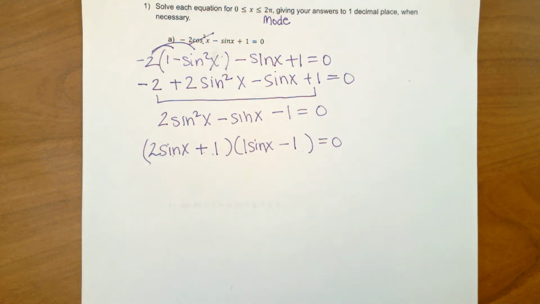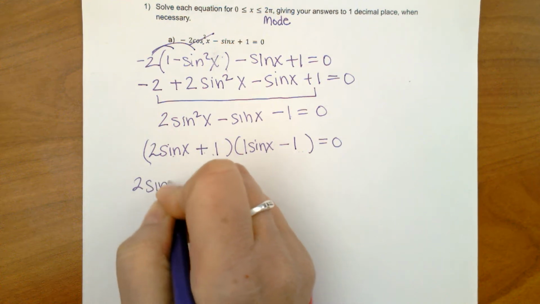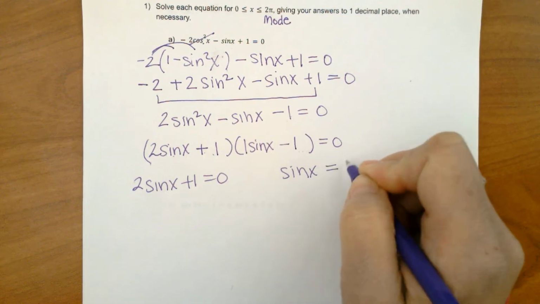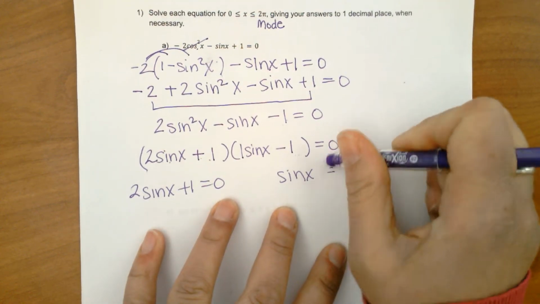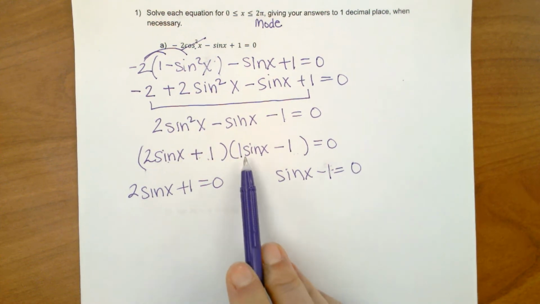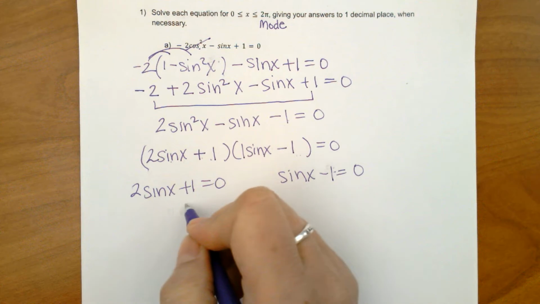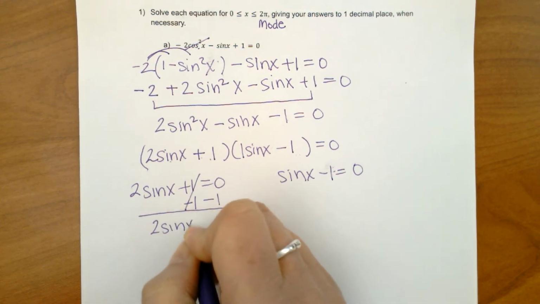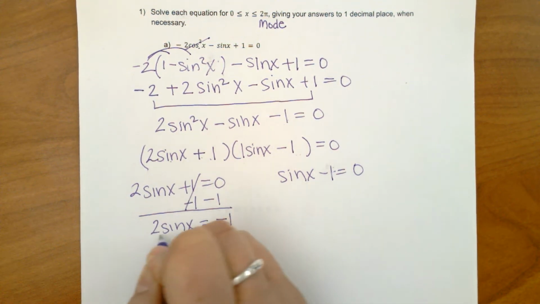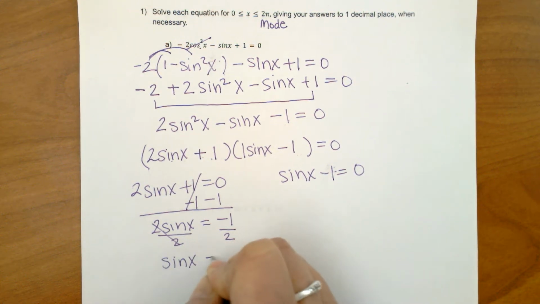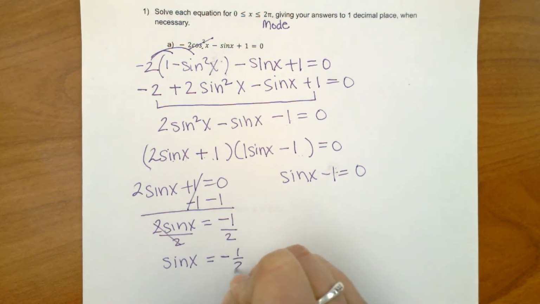Okay, now let's go to splitting them up, setting them both equal to 0, and solving. So over here, I have 2 sine x plus 1 equals 0, and sine x minus 1 equals 0. Okay, this one likes to disappear, remember. So let's solve this side. We're going to subtract 1 from both sides, inverse operations. We're left with 2 sine x equals negative 1. Divide both sides by 2, just like we used to do. Sine x equals negative 1/2.